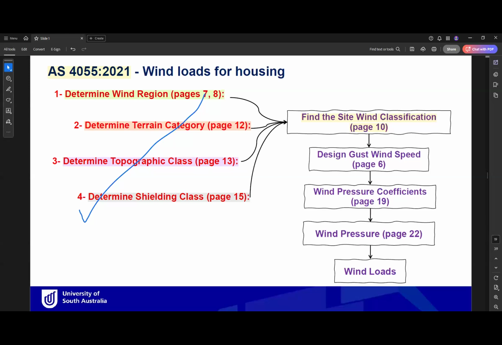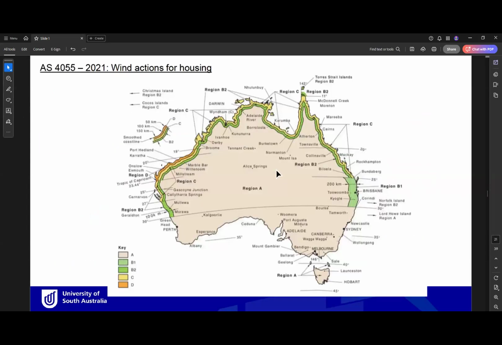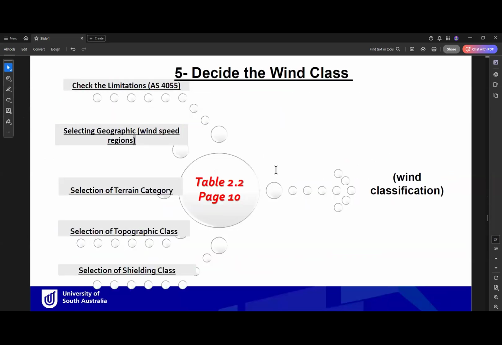Okay, guys, can we start again? So just summarizing what we have done already in the wind calculation using AS 4055. The first step, we need to determine the wind region, terrain category, topographic class, shielding class. Those 4 steps will be used to find the site wind classifications from the table in page 10 of the standard.